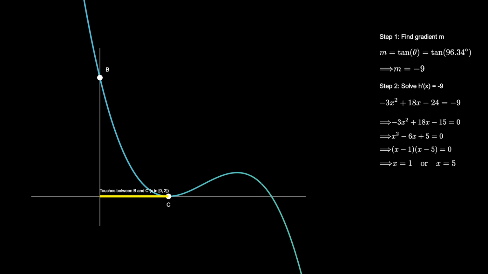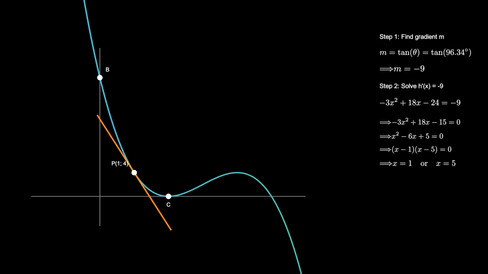Step 3. Choose the correct x value. The question says the tangent touches h between B and C. B is on the y-axis and C is at x equals 2. So the x value must be between 0 and 2. That means x equals 1 is our answer. We reject x equals 5.